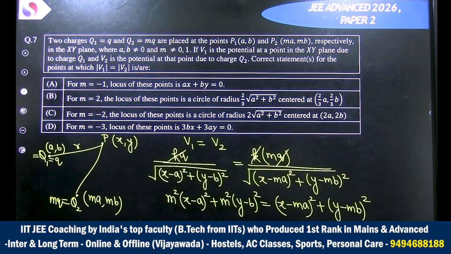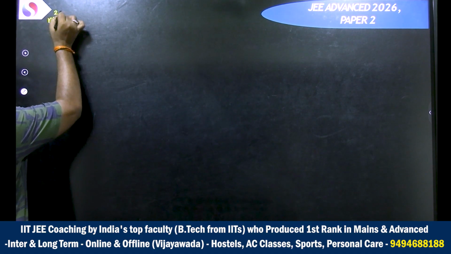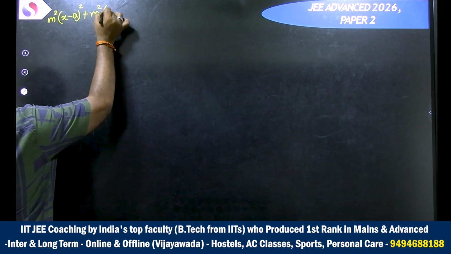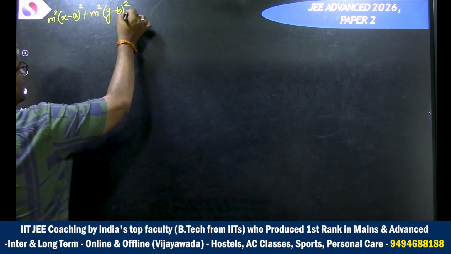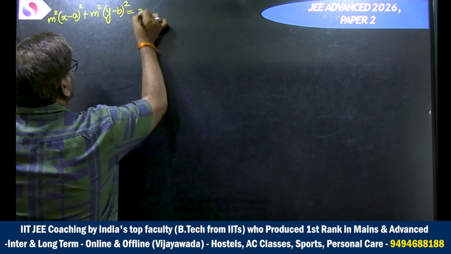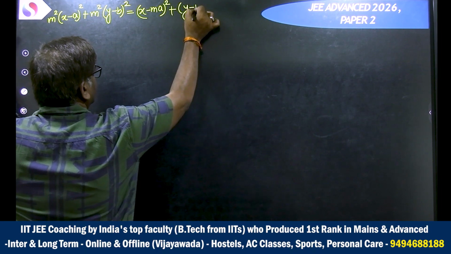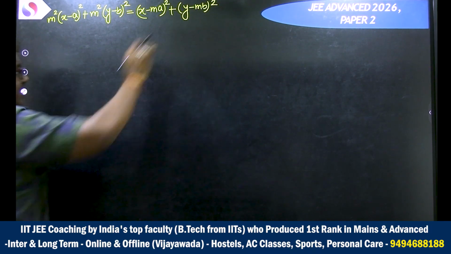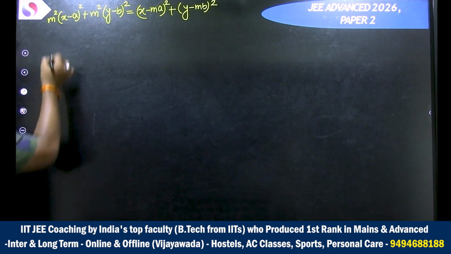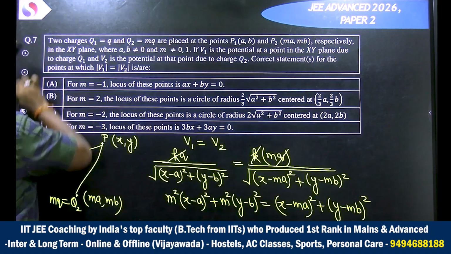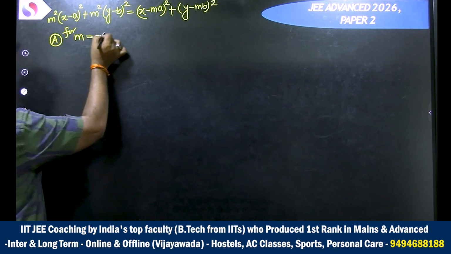All right, so for the first one, m is equal to minus 1. Let me write down this expression here: m square (x minus a) whole square plus m square (y minus b) whole square is equal to (x minus ma) whole square plus (y minus mb) whole square. This is your general expression. One by one we are checking for each option. Option 1, they have given for m equal to minus 1.